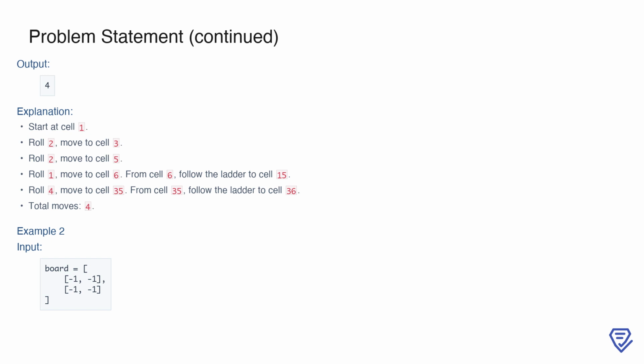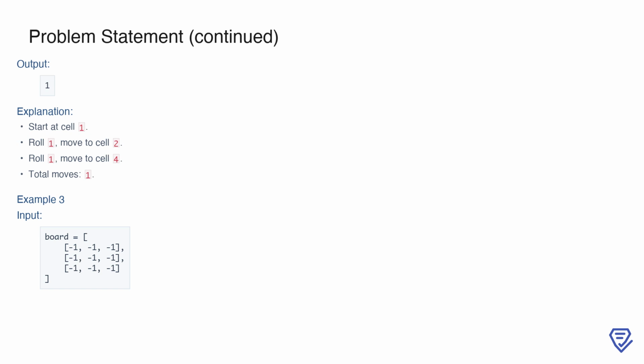Now consider the second example, where the board is a simple 2x2 grid. Let's see how this scenario plays out. In the second example, the output is 1, as it takes only 1 move to reach the final cell. Starting at cell 1, you roll a 1 to move to cell 2, then roll another 1 to move to cell 4, which is the last cell. In this case, there are no snakes or ladders on the board, so the moves are straightforward. This shows how the problem handles smaller board sizes.